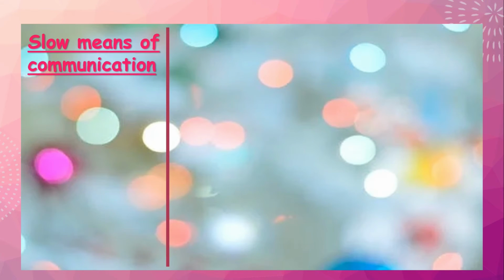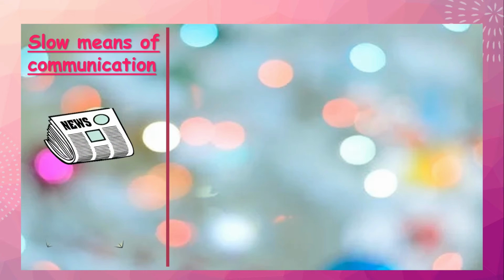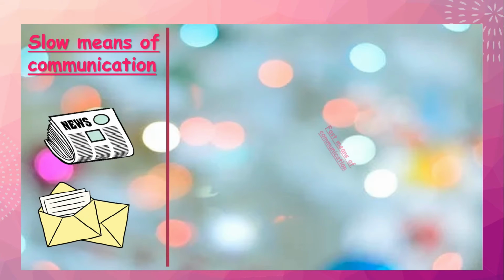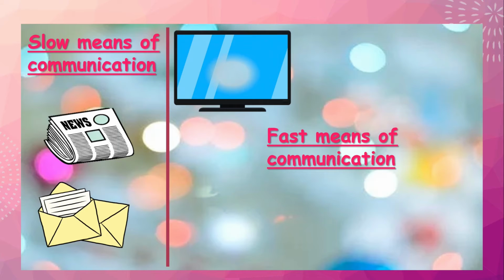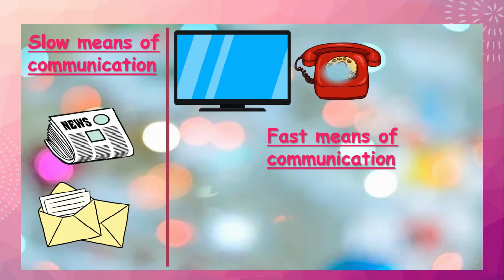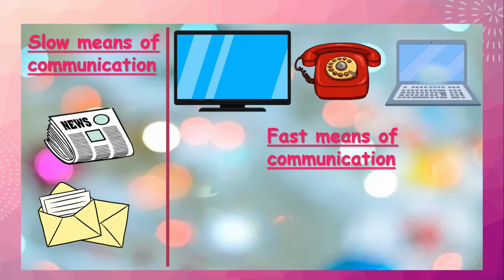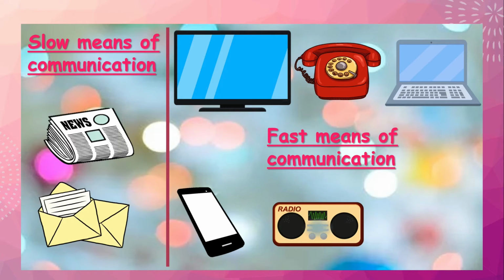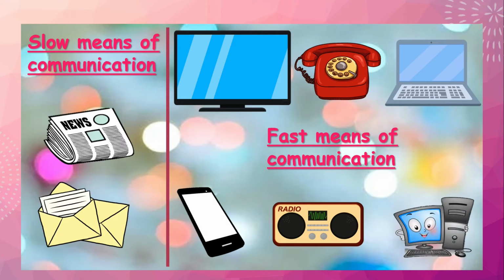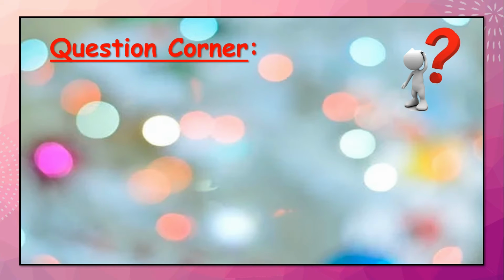First, let's see slow means of communication: newspaper and letter. Fast means of communication: television, telephone, laptop, mobile phone, radio and computer. So children, now let's see the question corner. You have to answer these questions.